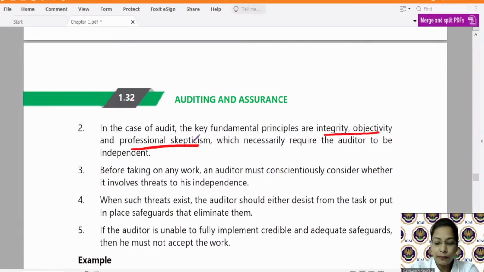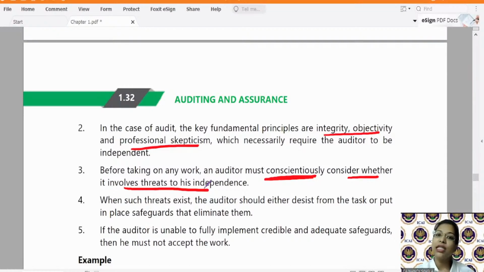Now it says that before taking any work, right? Before taking any audit engagement, the auditor should conscientiously, that is, honestly, consider whether it involves a threat to independence, right? So in our example, the work has come to ABC and Associates from X Limited, so before taking that work ABC and Associates will consider conscientiously, meaning honestly, whether there will be a threat to independence. It should not be that ethical requirements are not being met, objectivity will not be possible, we are not independent, or that someone is holding shares, right? So they will consider whether it involves threats to independence. This is the third point.